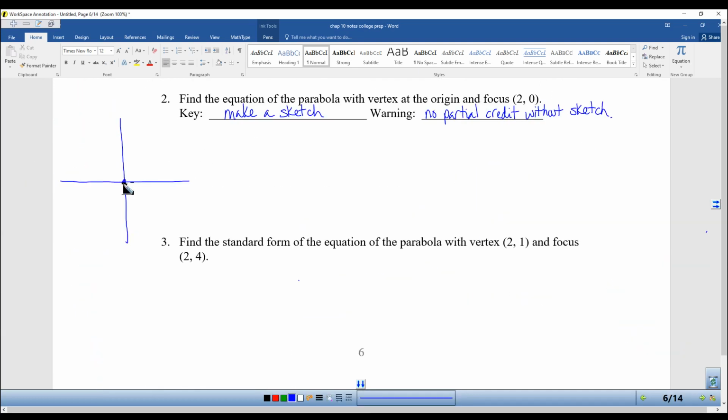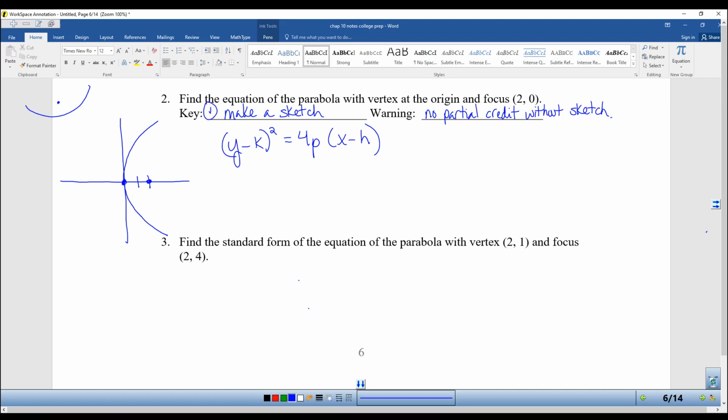So if the origin is 0, 0, that's where the vertex is, 0, 0, and the focus is at 2, 0, the focus is always inside. Remember, think boiler and parabola. So that means it must be going like that. That's all I'm looking for from your sketch. I just want to know that you've figured out which one it is. Now look at your chart. This parabola has the equation y minus k squared is equal to 4p times x minus h.